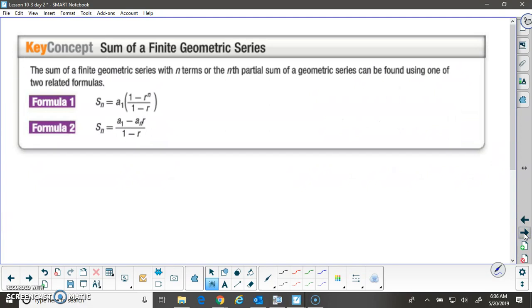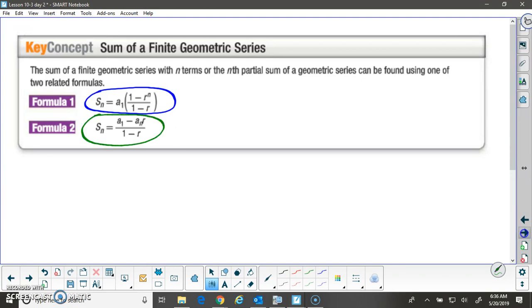So if you have to find the sum of a finite geometric series, we've got 2 formulas you can use. Here's the first formula, and there's really 3 things that you need to use that formula. The first thing is you got to have the value of the first term, A1. You need to have R, which is the common ratio, and you need to know how many terms you're adding up, which is n.